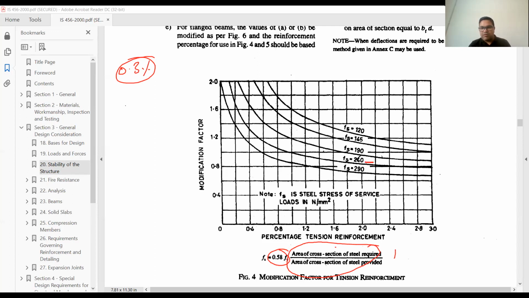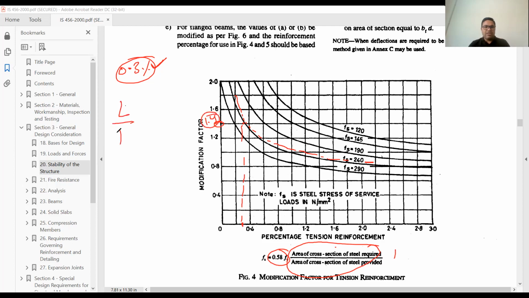So our curve will be something like this. And the percentage of steel that we have just assumed optimally, which generally provides this much reinforcement, 0.3 will be somewhere here. So if we visualize this, where will it cut? It will cut somewhere near this value. So this value we can read as 1.4.